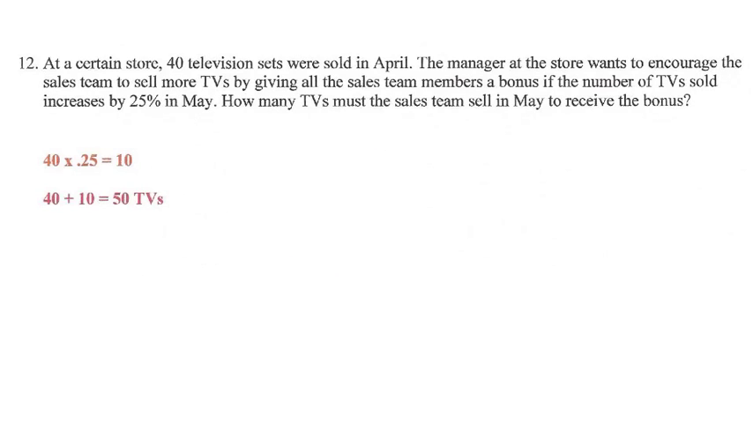Number 12. At a certain store, 40 television sets were sold in April. The manager of the store wants to encourage the sales team to sell more TVs by giving all the sales team members a bonus if the number of TVs sold increased by 25% in May. How many TVs must the sales team sell in May to receive the bonus? So here you have to take 40 times 25%, which is 10. So they have to increase their sales by 10. So how many TVs must they sell? You go 40 plus 10, which equals 50 TVs.